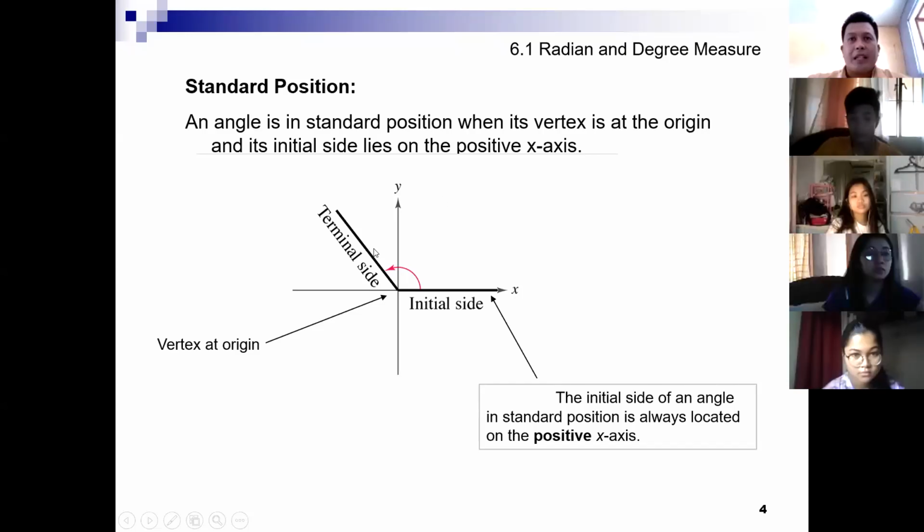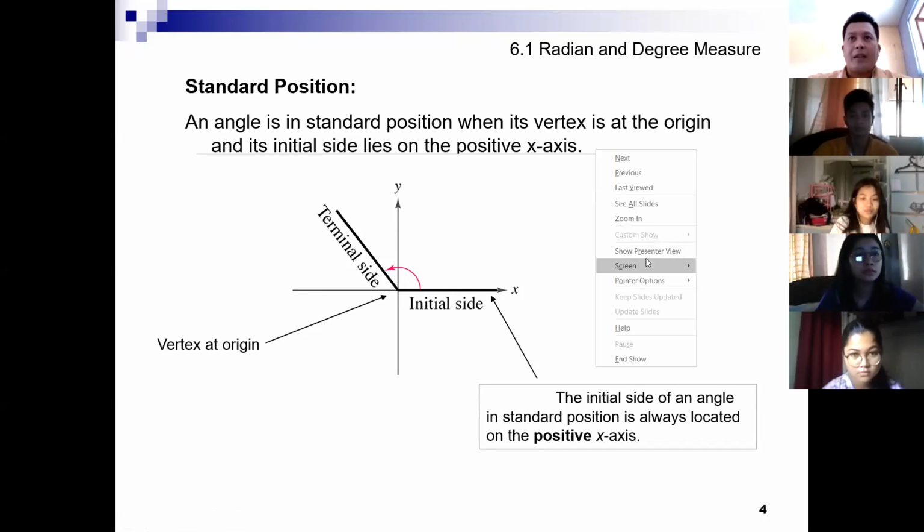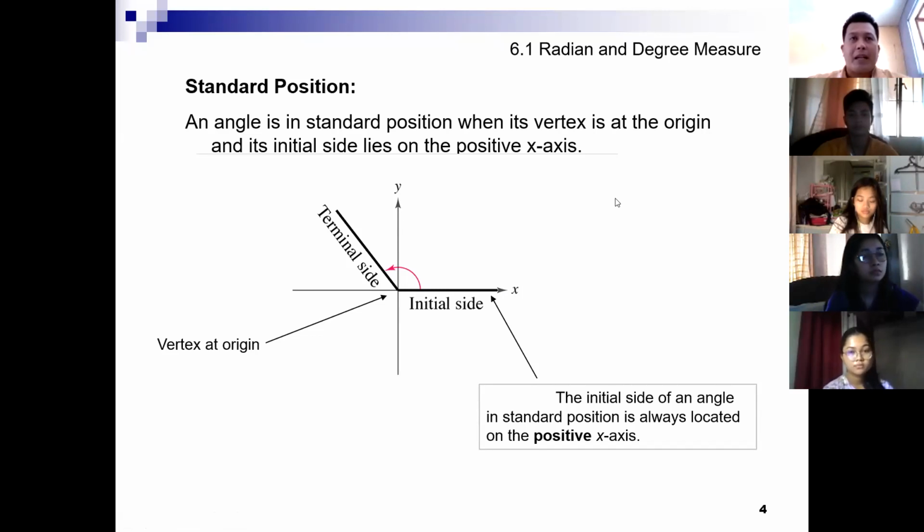For angles in standard position, they always start in the positive abscissa. Again, if you draw an angle in standard position, they always start in the positive abscissa. And their direction moves in a counterclockwise manner, which means it goes against the motion of the clock. And these angles, as they move from the positive abscissa in a counterclockwise direction, are positive angles.